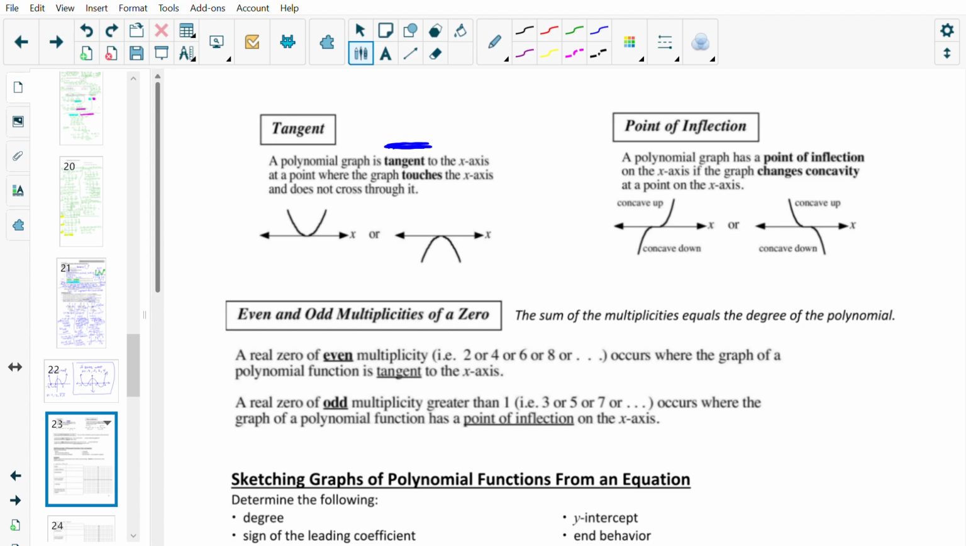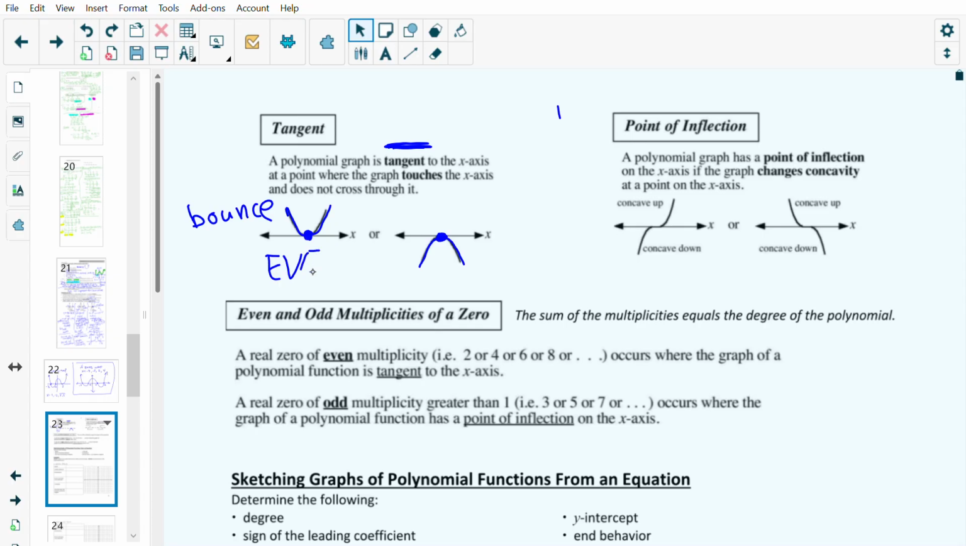Okay, tangent. A polynomial is tangent to the x-axis at a point where the graph touches the x-axis. It does not cross through it. So there we go, this is that bounce thing. We can bounce the other way. So bounce, bounce. Okay. So this has to do with even multiplicity.